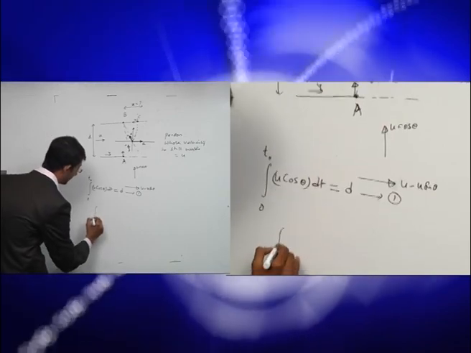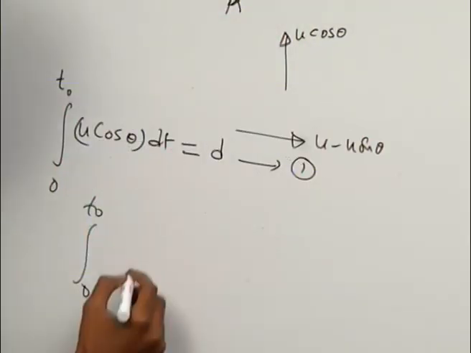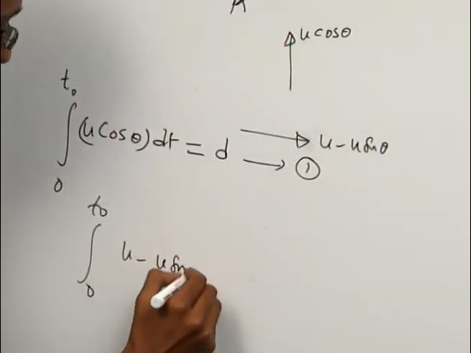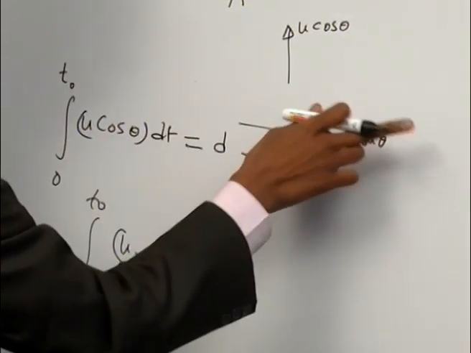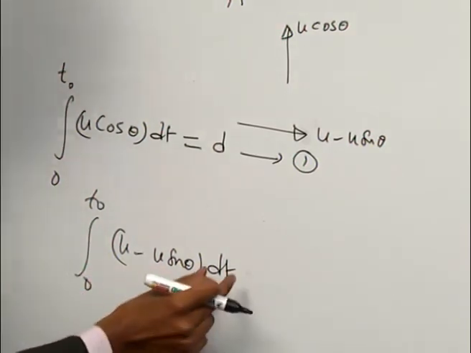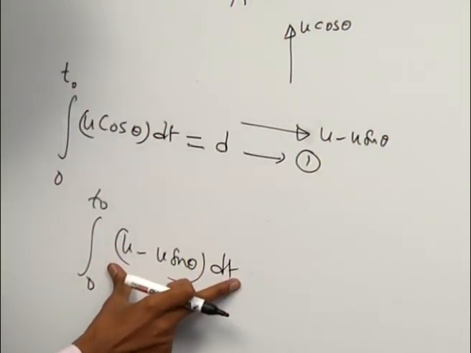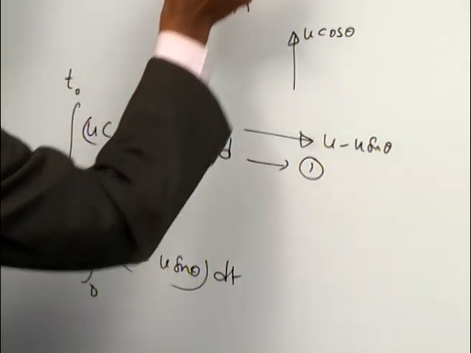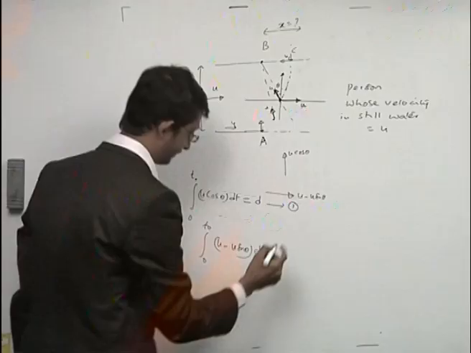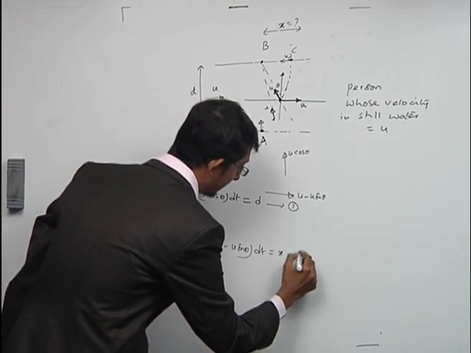Similarly, we have horizontally the integral from 0 to t0 of u minus u sine theta dt. Horizontal velocity multiplied by small time gives you horizontal displacement. By integrating, you are adding all these little horizontal displacements. You get the total horizontal displacement, which is our x. This is my second equation.